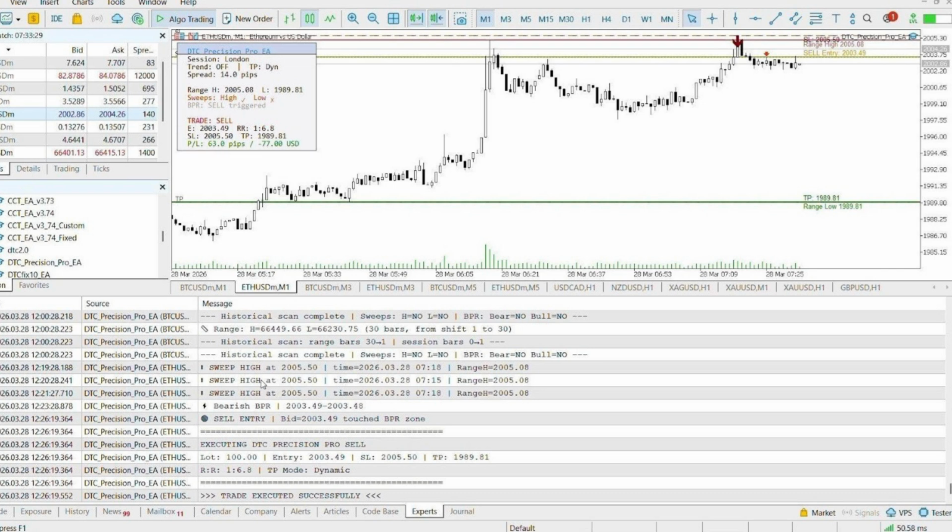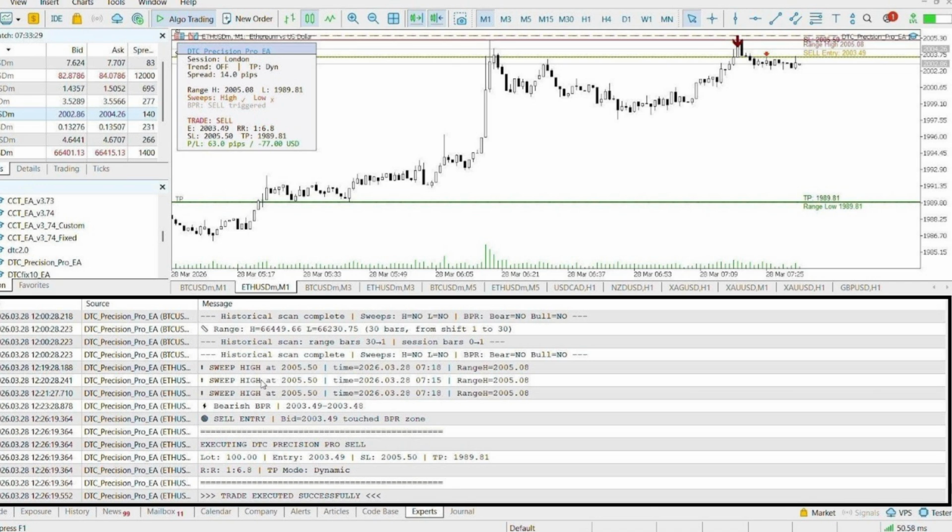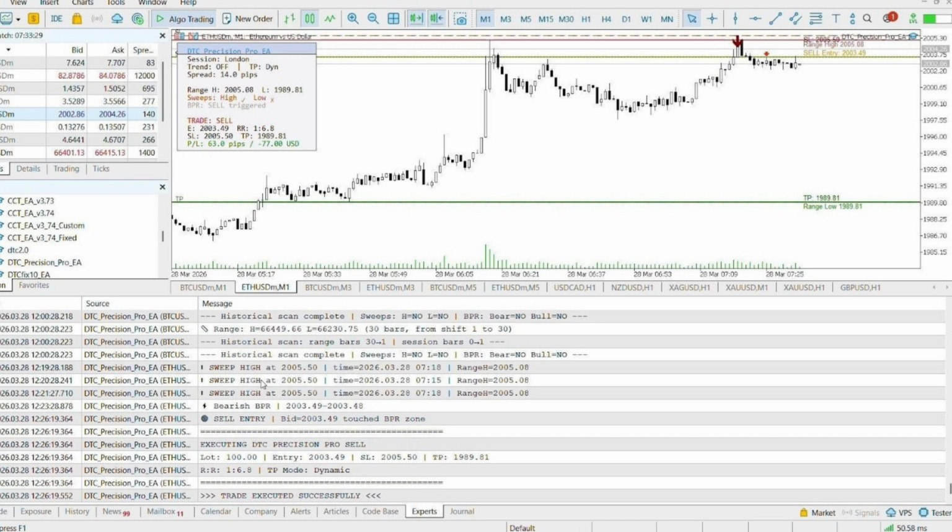Beautiful. And if you look at the experts tab at the bottom, you can see every step the bot took. Sweep detected, BPR formed, sell entry triggered, lot size 100, trade executed successfully. Everything is logged. Now about the lot size. The 2% risk calculation actually required more than 100 lots, but we have a max lot size safety filter set to 100, so the bot capped it there.